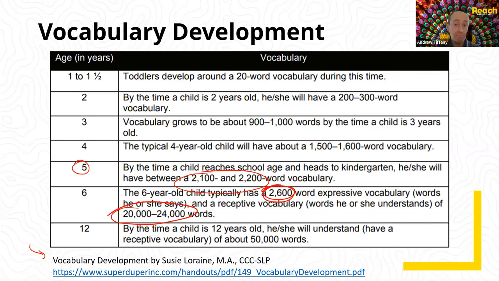They can't read and write yet, okay? Or they're just learning to read and write, but they can converse. They can use English in their daily lives quite well, okay? So that's the kind of thing we're talking about.